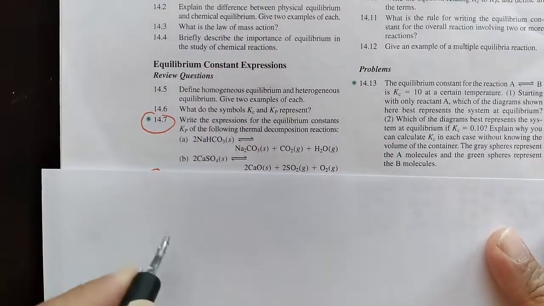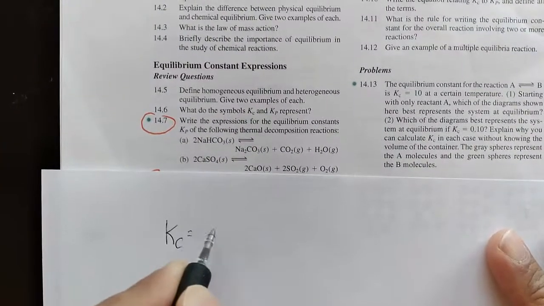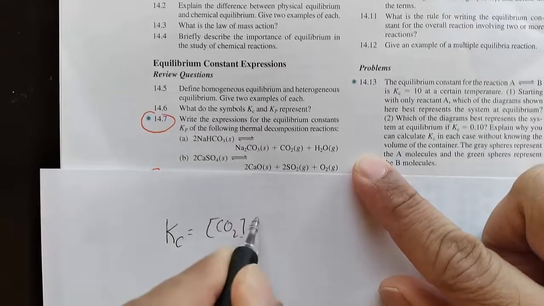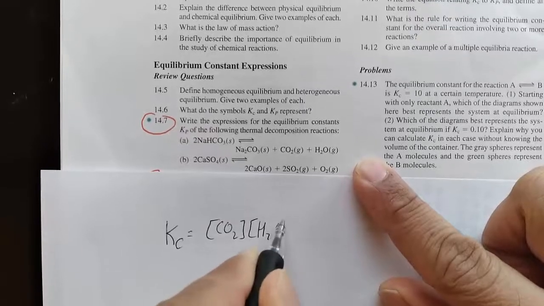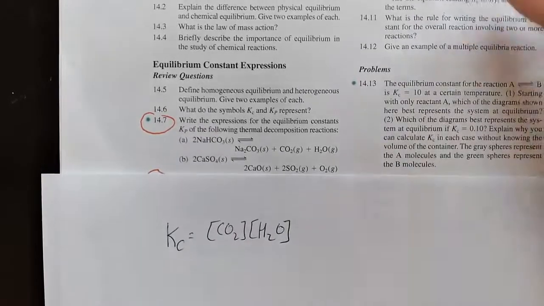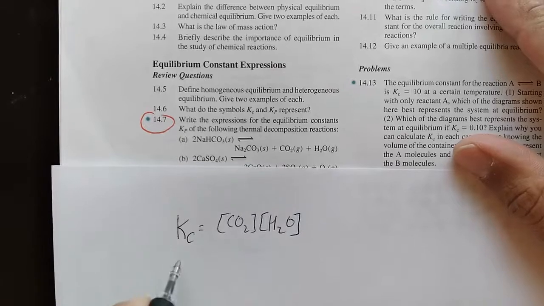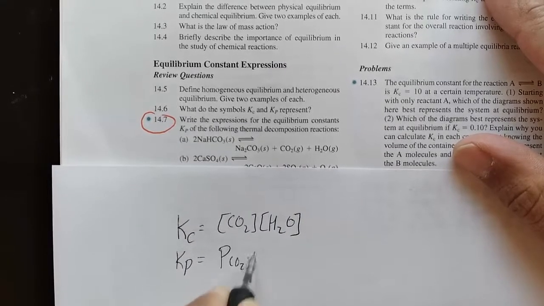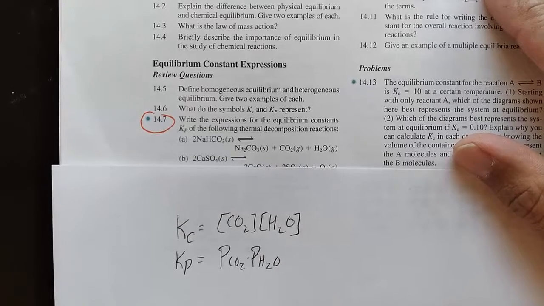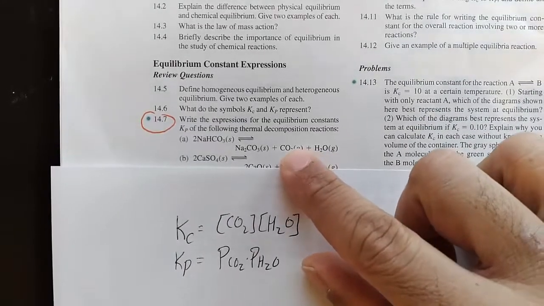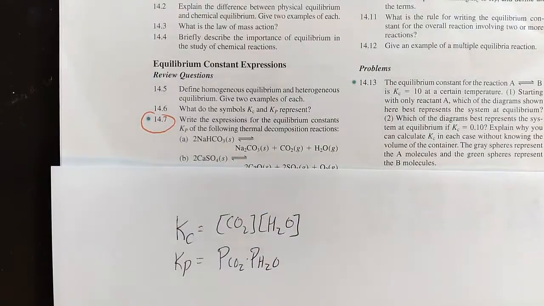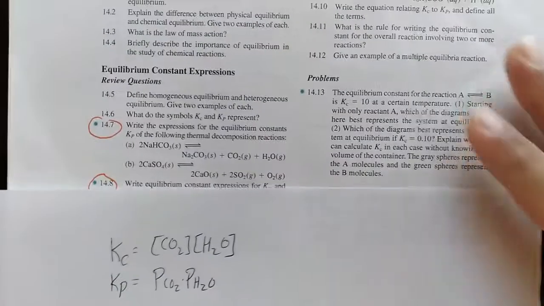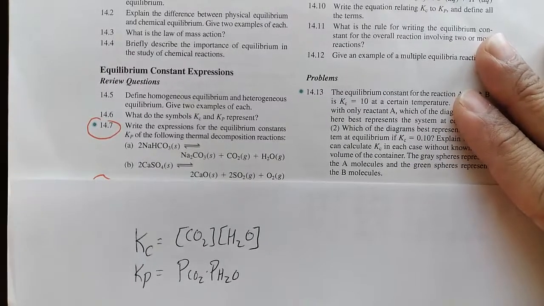For the equilibrium, if I'm going to do just simply Kc, it's going to be the concentration of CO2 times the concentration of H2O. Okay, so that is C, which implies concentration. We can also do Kp, which is the pressure of CO2 times the pressure of H2O. Notice I didn't add any of the solids in there because solids and liquids simply just do not go into the expression. And there is a formula that relates Kp and Kc.